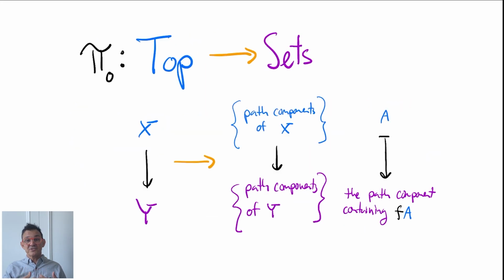Now, assigning to a space X the set of path components is compatible with composition of functions and identity functions, and therefore assembles to define a functor called pi 0.